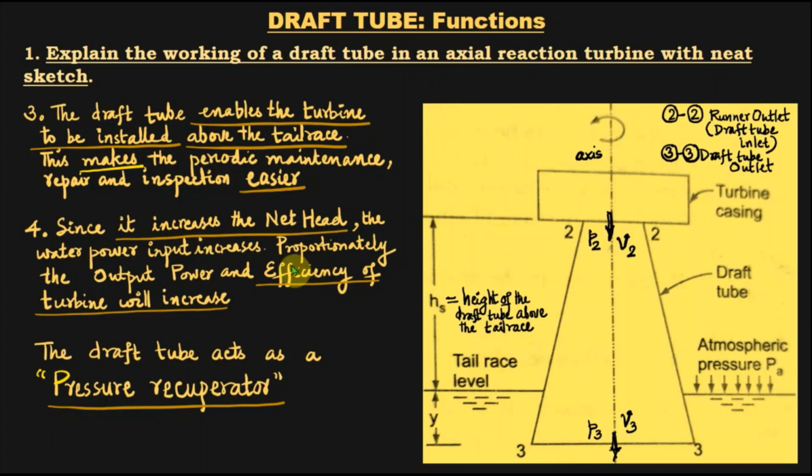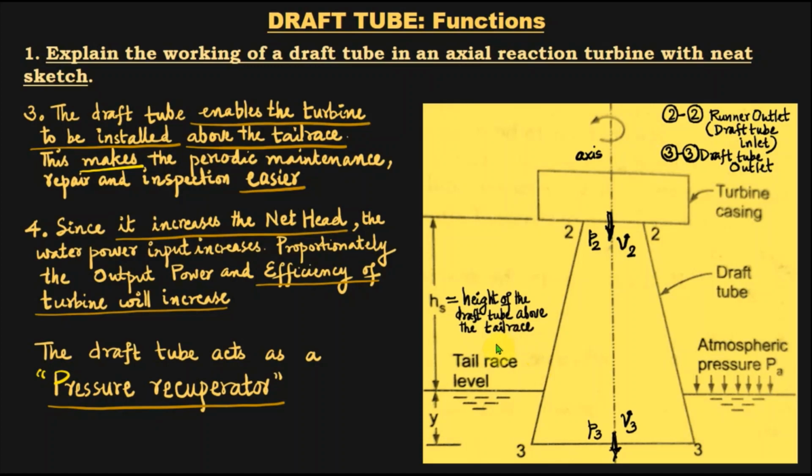The input power will increase. The input power, as we know, is rho q g h, where h is the net head. When the net head increases, the input power increases, and proportionately the output power and efficiency of the turbine will also increase. That is, indirectly the draft tube increases the efficiency of the turbine also.